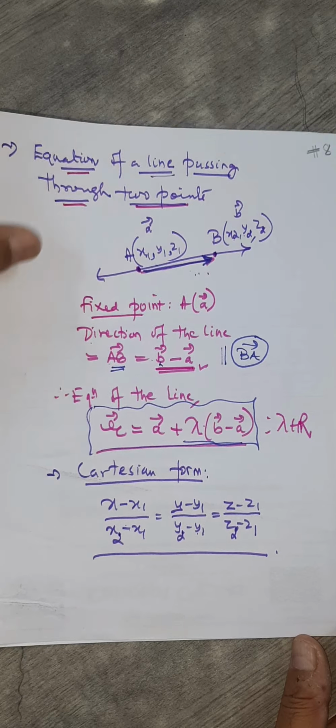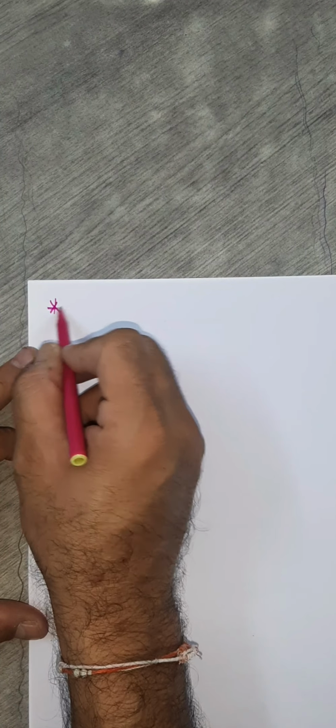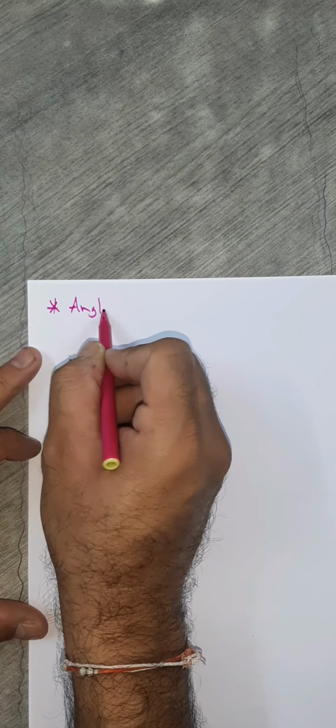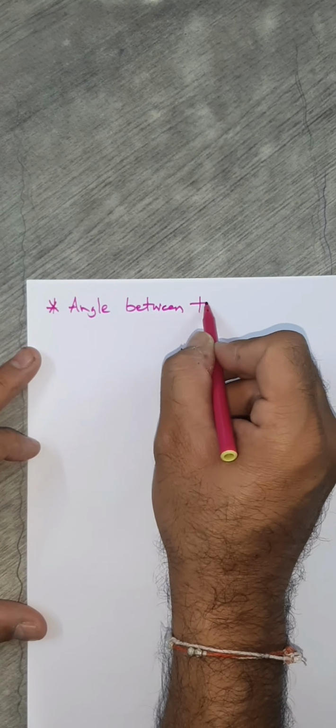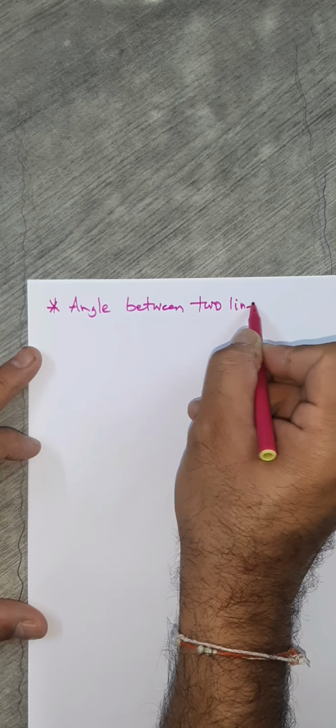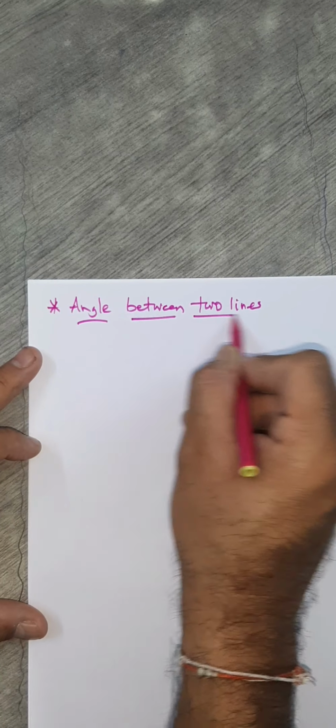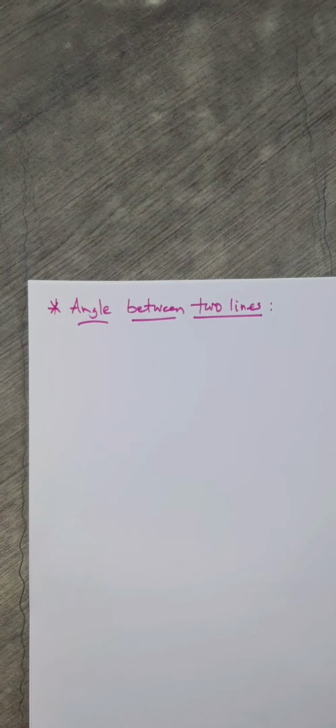Okay, let's go to the next theory now. The next theory which you want to write is about the angle between 2 lines. Right? Angle between 2 vectors, you know. Here we want to write the angle between 2 lines. Two lines. Okay.